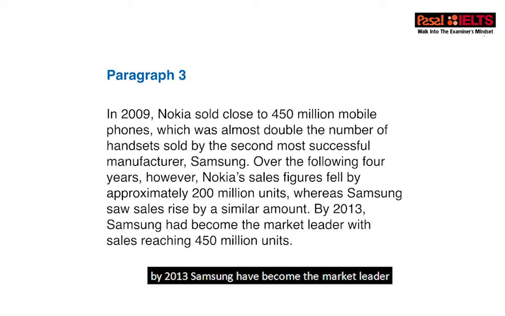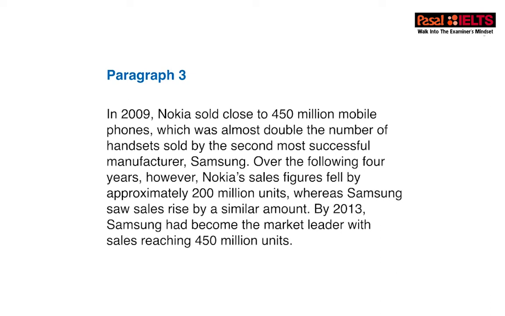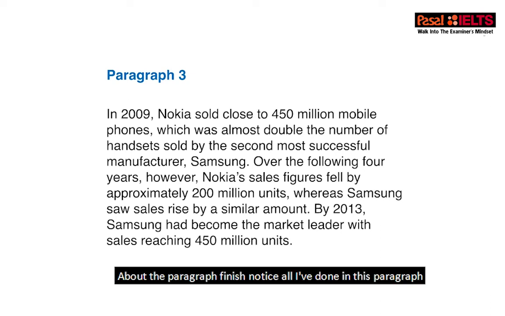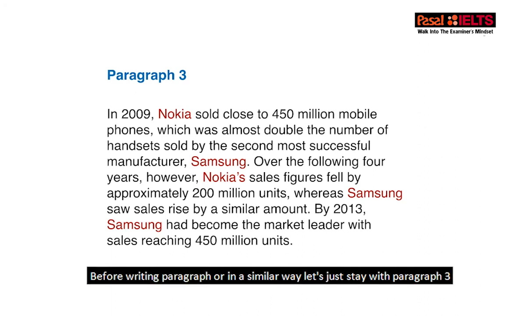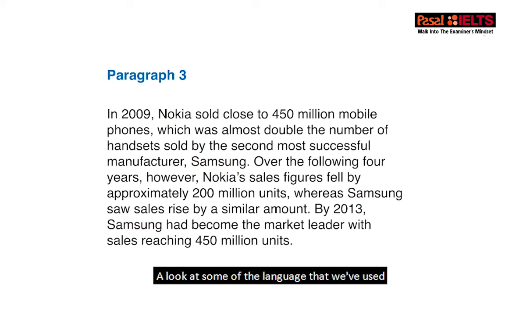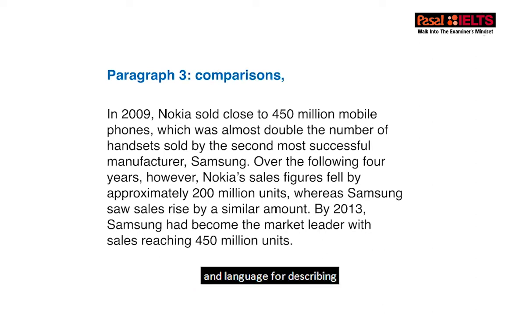By 2013, Samsung had become the market leader with sales reaching 450 million units. That's the paragraph finished. Notice all I've done in this paragraph is talk about Nokia and Samsung, the highest selling brands. Before writing paragraph 4 in a similar way, let's just stay with paragraph 3 and look at some of the language that we've used, especially language for making comparisons and language for describing changes over time.